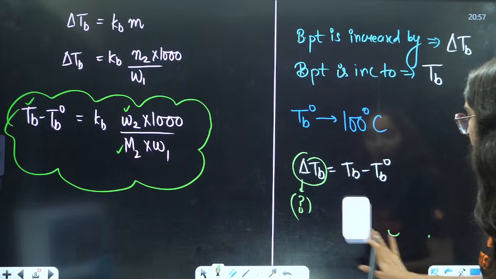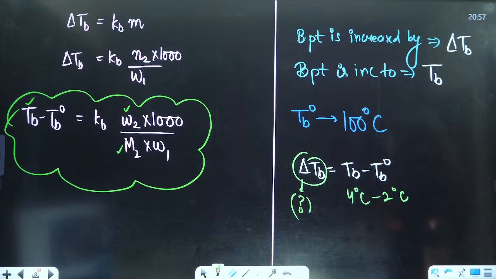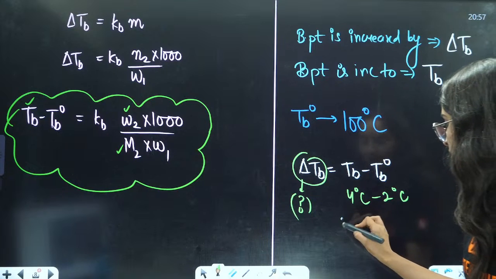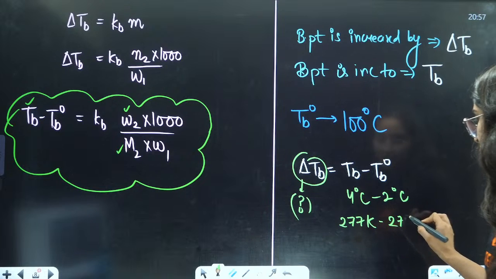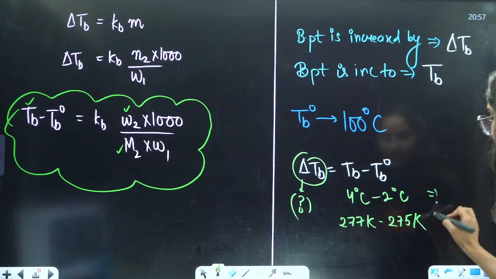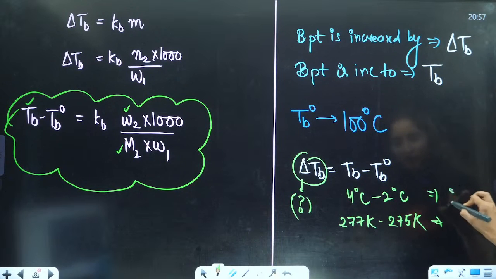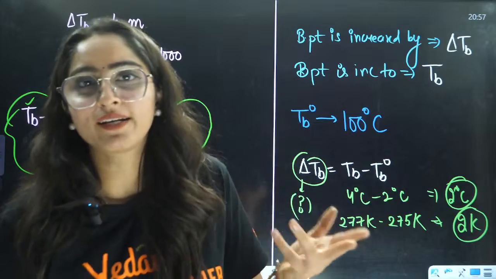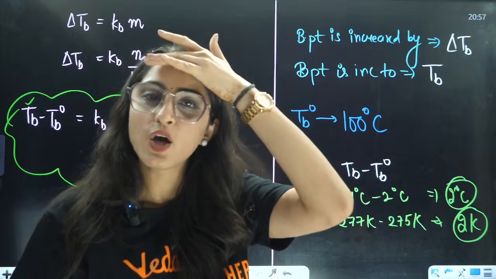How? If I talk about 4 degrees Celsius minus 2 degrees Celsius, or if I talk about 277 Kelvin minus 275 Kelvin, right? Here the difference is 2 degrees Celsius. Here also the difference is 2 Kelvin. So delta TB is going to be the same only. It doesn't matter, delta TB will be the same, right? Okay.